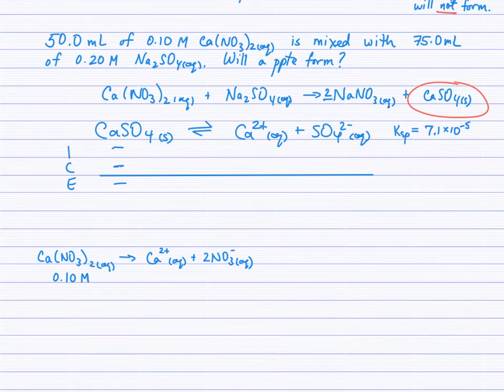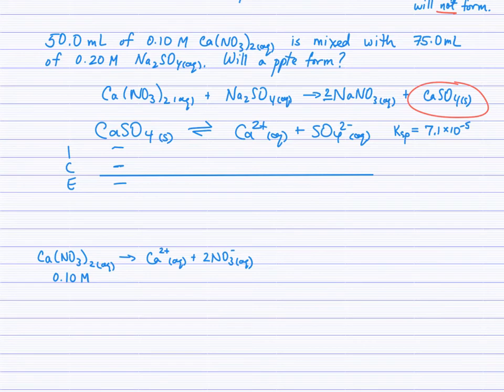Okay, so I looked up the KSP at 7.1 times 10 to the negative 5, set up my ice table, and blanked the solid. Now, in order to fill in the initial concentrations of the calcium and sulfate ions, I need to do a few solution calculations. So I've first sourced the calcium ion. It's coming from the 50 milliliters of calcium nitrate.